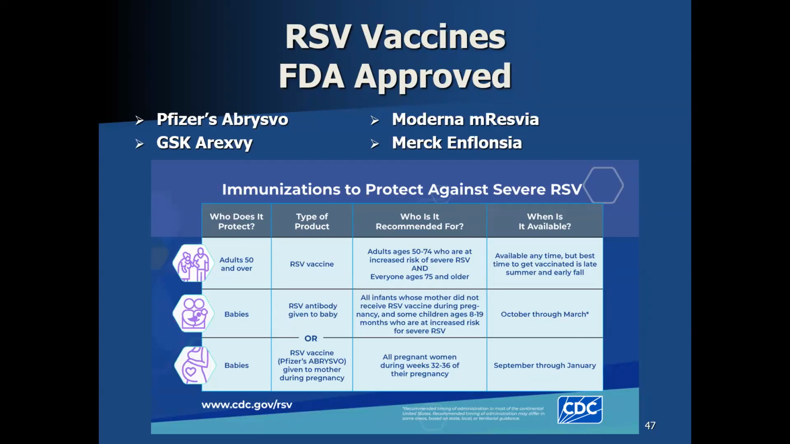The first RSV vaccine was approved on May 3, 2023. Now there are 4 approved, and the FDA is currently reviewing data on RSV vaccines for adults 18 to 49 years of age at increased risk for severe RSV disease.